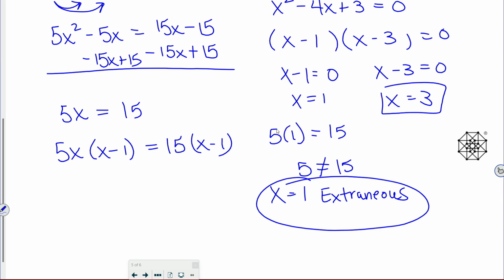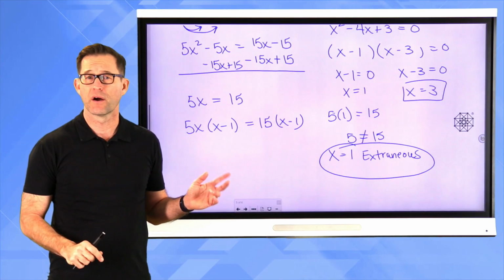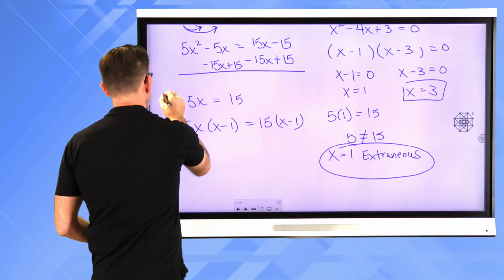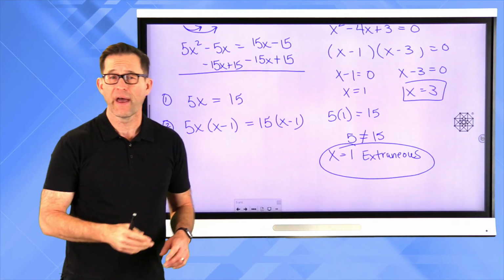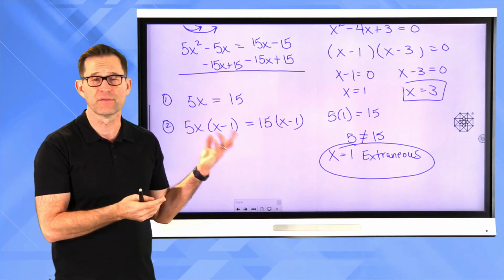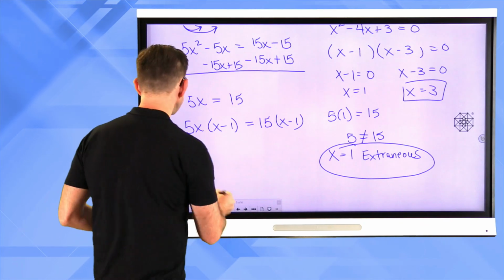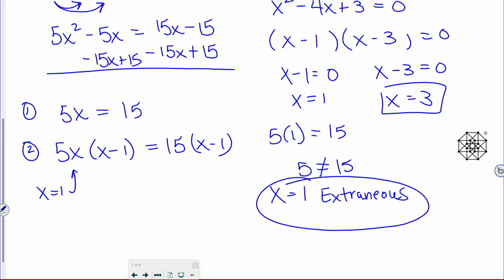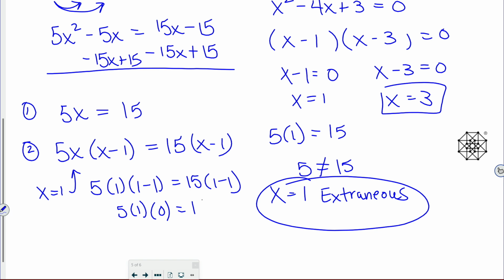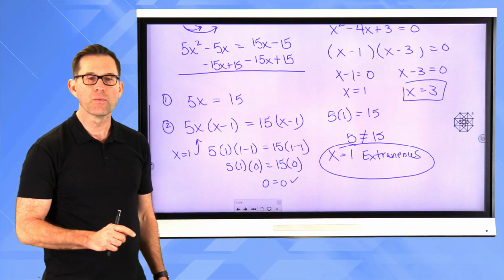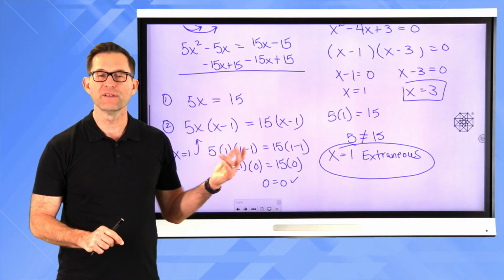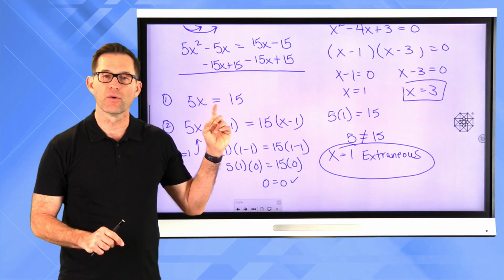Well, x equals 3 is still going to check perfectly fine in here, all right? So this is sort of line 1, if you will, line 2 in our solution. X equals 3 works perfectly good in that, and I could check that out, right? But if I put x equals 1 into this particular equation, I'd have 5 times 1 times 1 minus 1 equals 15 times 1 minus 1. That gives me 5 times 1 times 0 equals 15 times 0, and that's 0 equals 0. So x equals 1 checks perfectly well in this particular equation, but it doesn't check in the original equation.